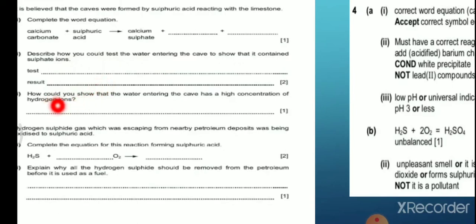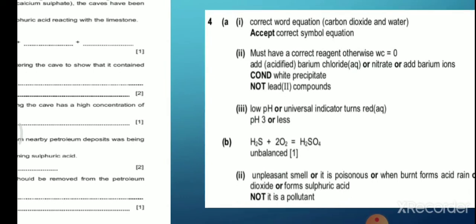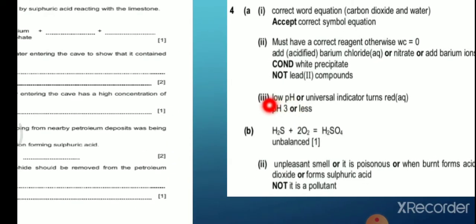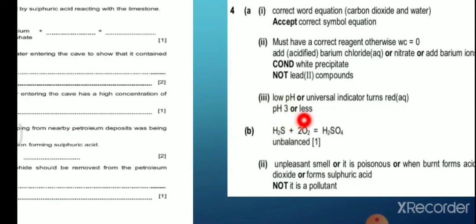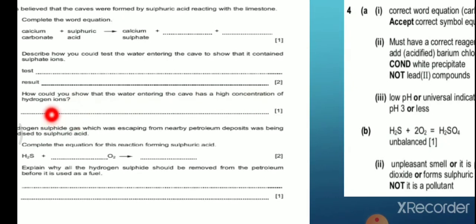Next question. How would you show that the water entering the cave has a high concentration of hydrogen ions? You have to check the pH. If the pH is less than 7, it is acidic. Or you can use universal indicator, which will turn red. That shows that the water entering the cave is rich in hydrogen ions.